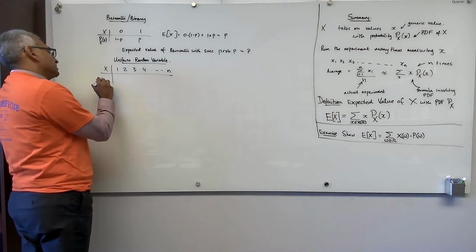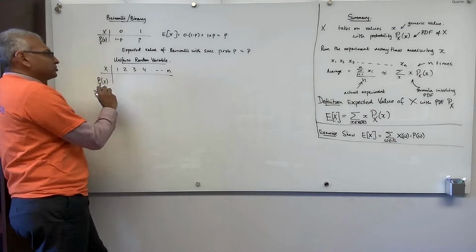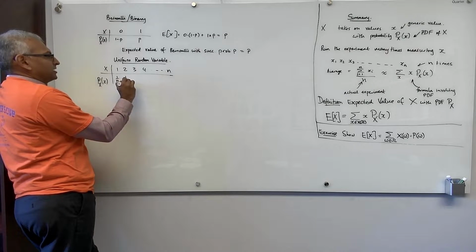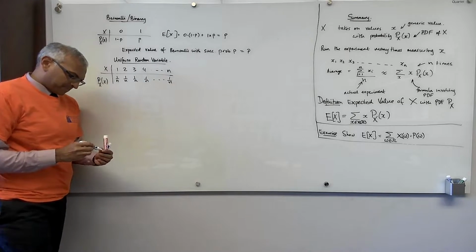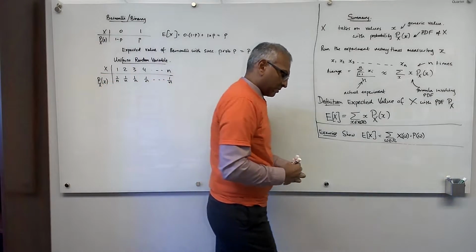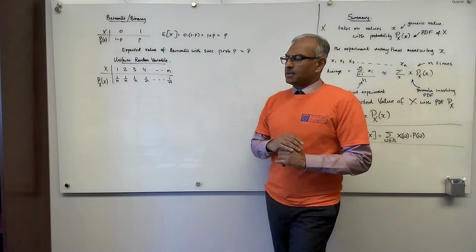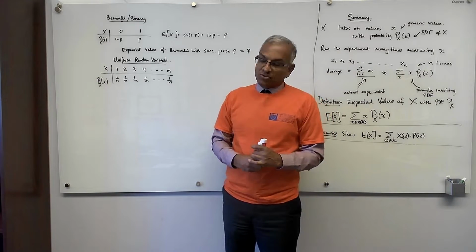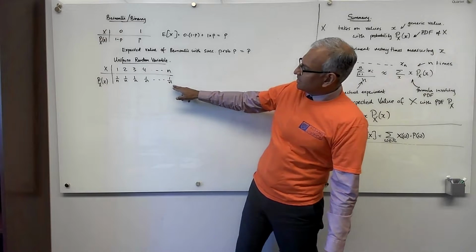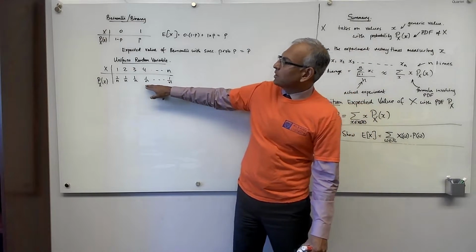So here I have its PDF. Since it's uniform, it must be 1 over n, 1 over n, and so on, 1 over n. Why 1 over n? Okay, pause the video. Think about it for a couple of seconds. Okay, now if you're coming back and you're saying, just tell me why 1 over n? Well, since all of them are equal and they must add up to 1, they must each equal 1 over n.